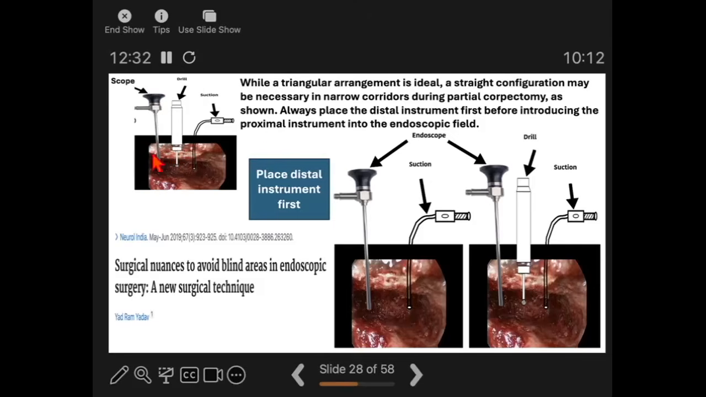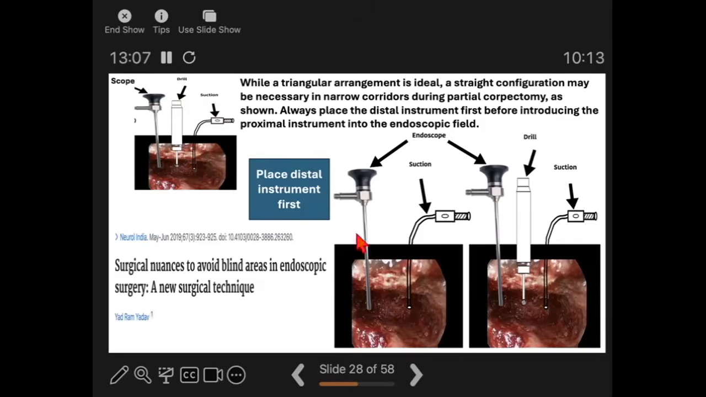You have to keep the endoscope here. You cannot put it the other way. If you put it away from there, then the floor will not be visualized. So you have to keep the endoscope, the drill, and the suction in a straight line. What to do when you put the drill? The third instrument, that is the suction, will not be visualized.